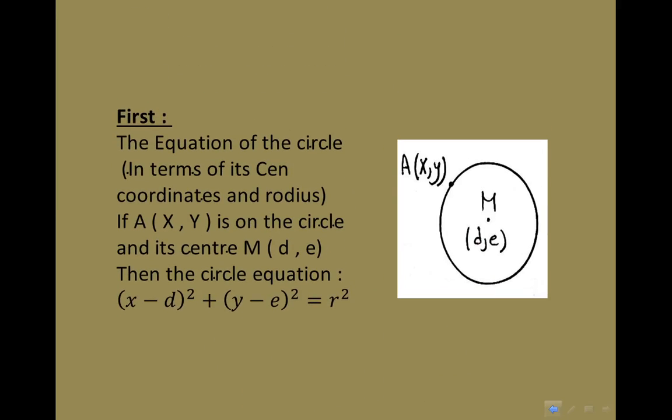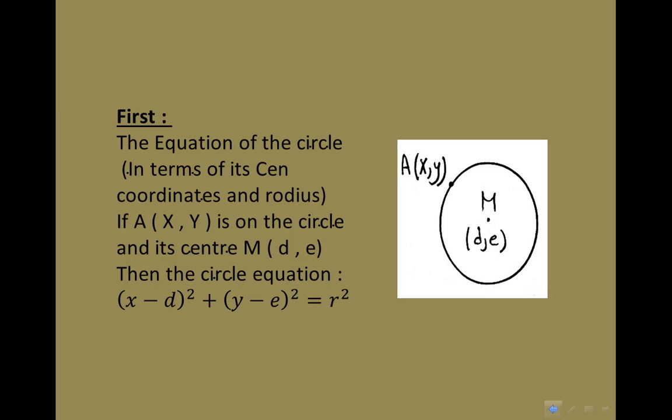First, the equation of the circle in terms of its center coordinates and its radius. If A is a point on the circle and its coordinates are x, y, and the center of the circle is M with coordinates d and e, then the circle equation is (x minus d) squared plus (y minus e) squared equals r squared. This is the equation of the circle.